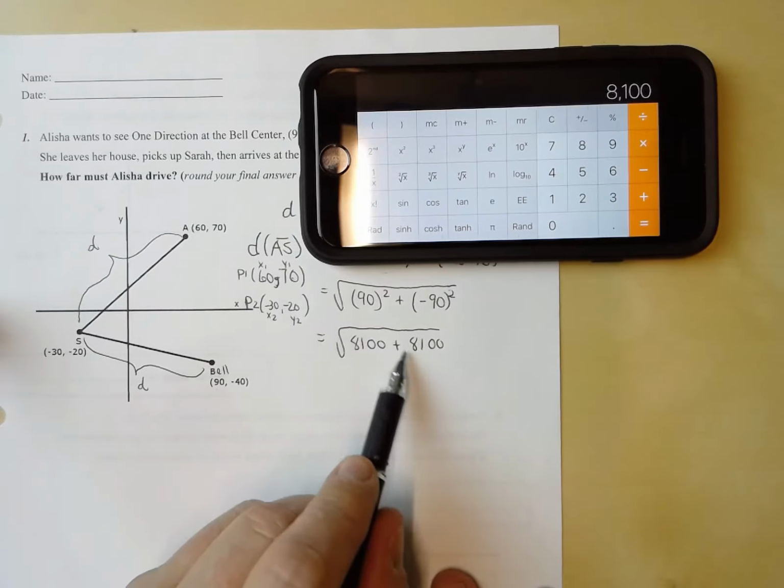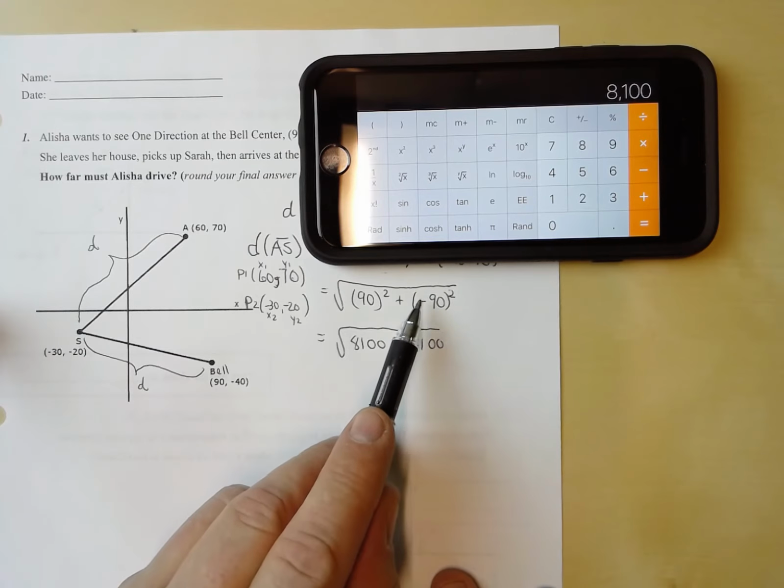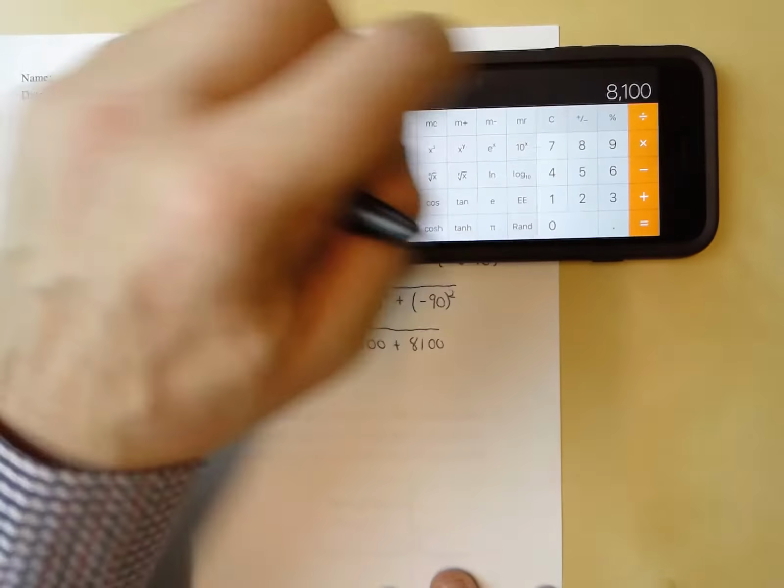If you're getting negative 8100, what's happening is you're squaring the 90 and then the calculator is making it negative afterwards. Remember, this is negative 90 times negative 90. That's all the square is. Think of it this way, right?